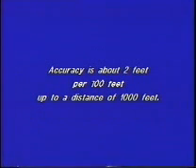Optical rangefinders operate on the same principle as the rangefinder in your single lens reflex camera. The operator looks through the lens and adjusts the focus until a distant object viewed is focused in coincidence, whereupon a distance reading is obtained. Accuracy is about 2 feet per 100 feet up to a distance of 1,000 feet. Beyond this distance, the accuracy drops rapidly.